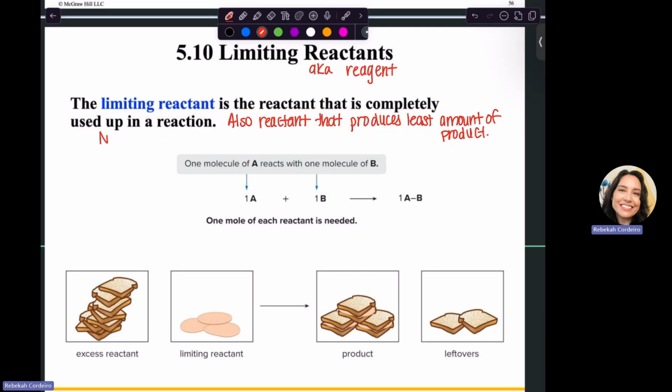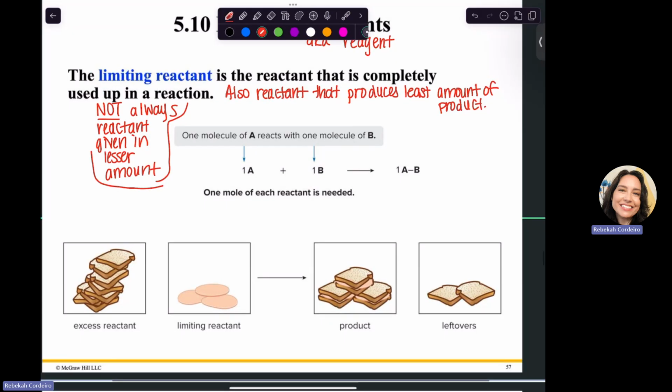It's not always the reactant that's given in a lesser amount. So you can't just say, oh, I have less of this thing, and that means it'll be my limiting reactant.